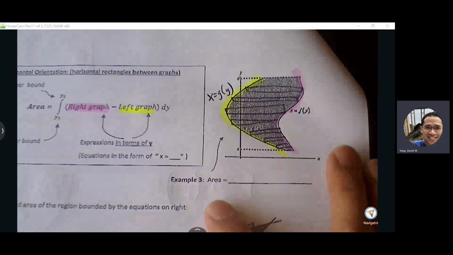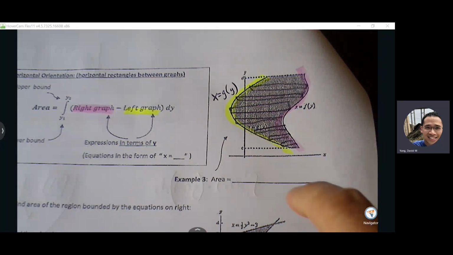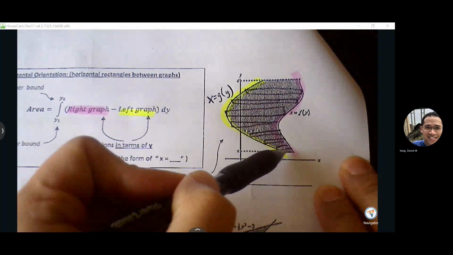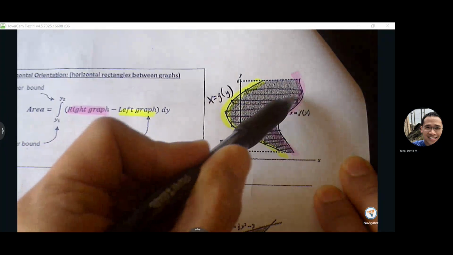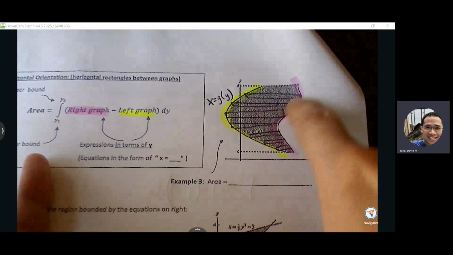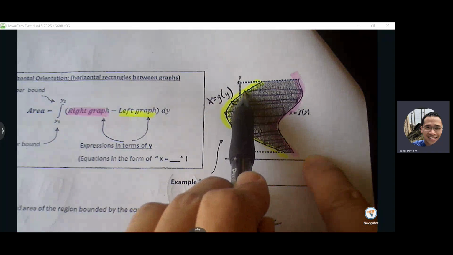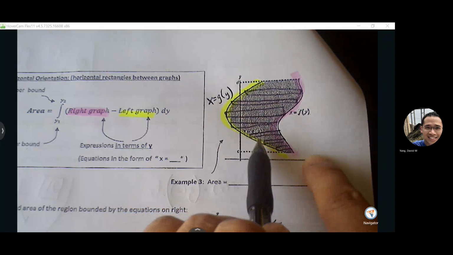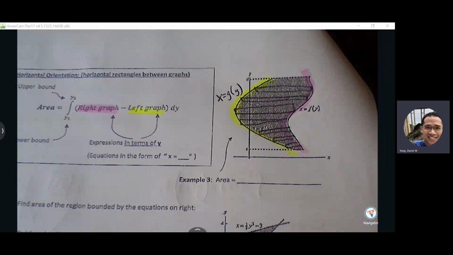Now, we know that this is in a right to left relationship because all these rectangles that we drew, is the right endpoint of every one of these rectangles hitting the same graph? Yes, it's all hitting that pink graph, right? This f of y. Is the left endpoint of every rectangle hitting the same graph on this one? It is, right? All the left endpoints are hitting the yellow graph. So we know that this is a nice, clean right minus left relationship.